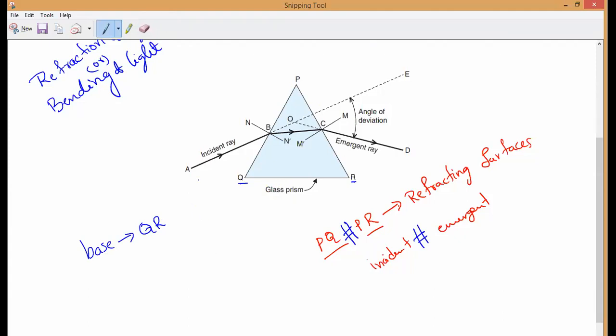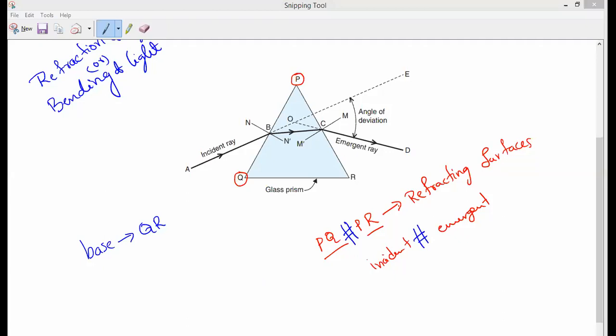Now I am taking an incident ray. What is the name of the incident ray? AB. You have already studied refraction of light, correct? The prism has been kept with base QR, and the ray of light AB is incident on a face. Which face? The PQ face. Understand?